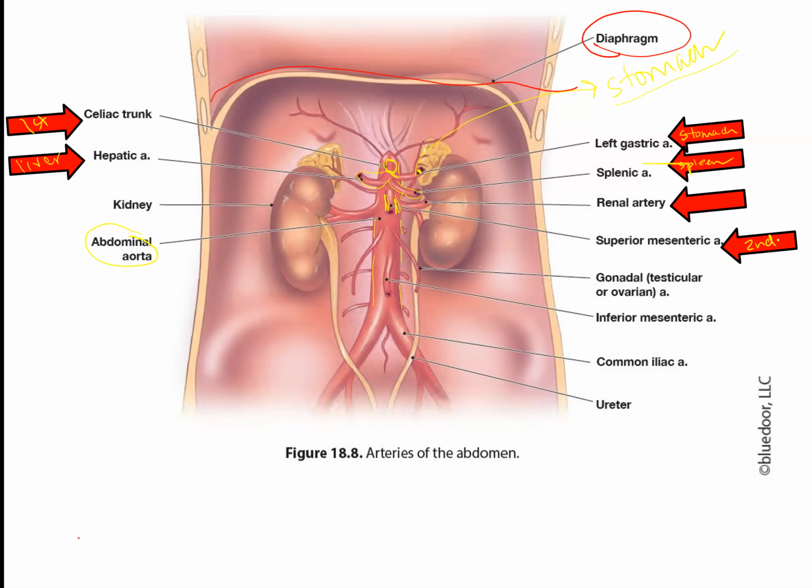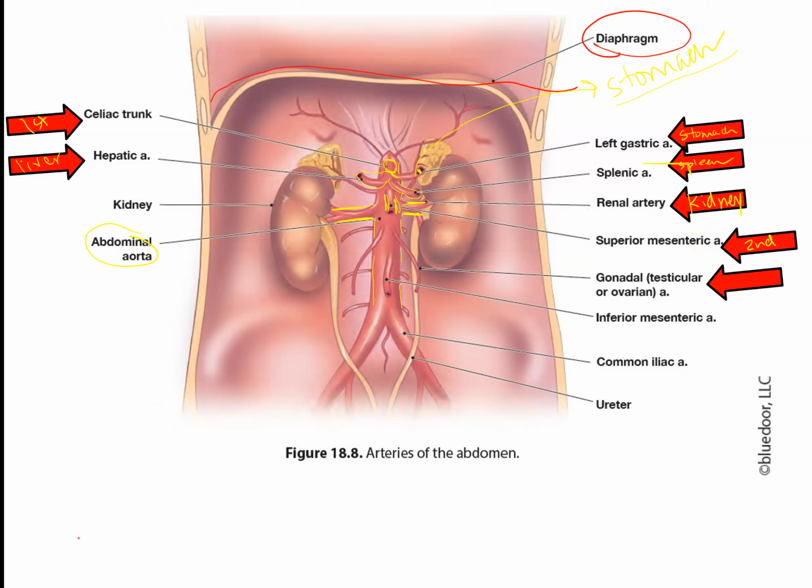Right below that, and you'll have 2 of these, one on either side, you've got your renal artery. Renal means kidney. So you will have a right and a left renal artery coming off both sides of your abdominal aorta. And that's right around the same region as that superior mesenteric artery.